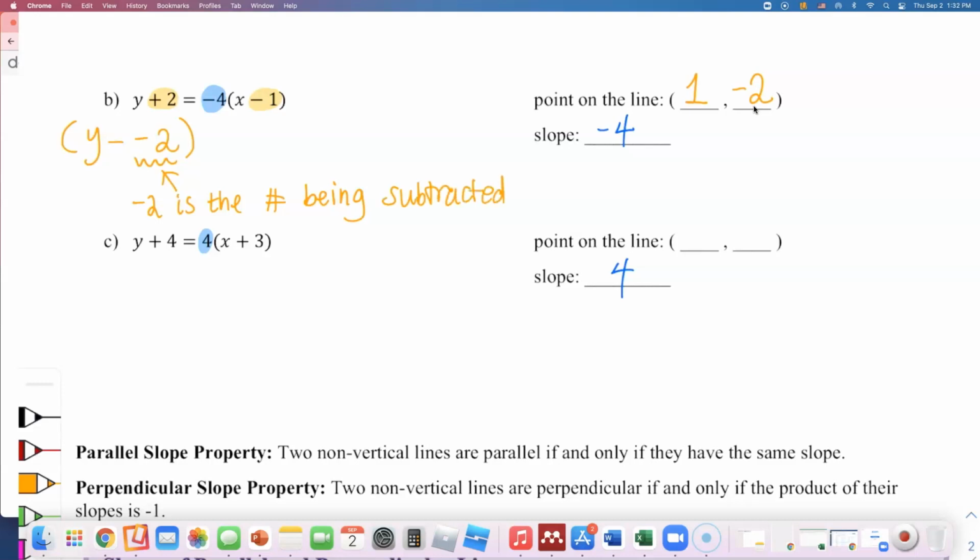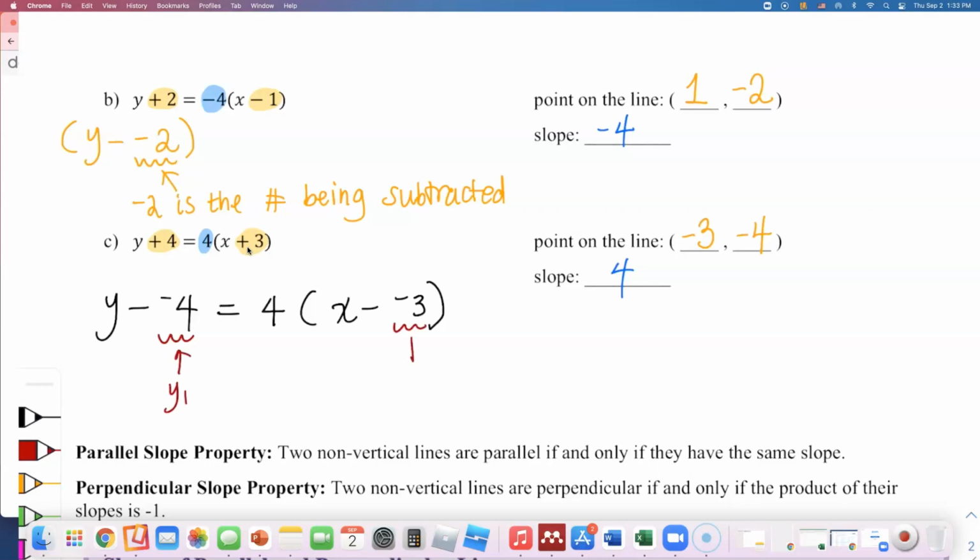I think when we overthink this it gets more complicated. So if you can just remember what you see: when you see a positive 3 here, the x-coordinate will be negative 3. And when you see a positive 4 there next to your y, the y-coordinate will be negative 4, because these are the numbers that are being subtracted. So if I were to rewrite this, I can write this as y minus negative 4 equals 4 times x minus negative 3. That's what's happening here, okay? Where this value is y1, this value is x1, and the slope is just 4. That's why the point on the line is negative 3, negative 4.